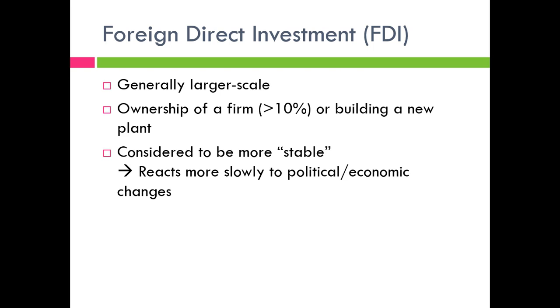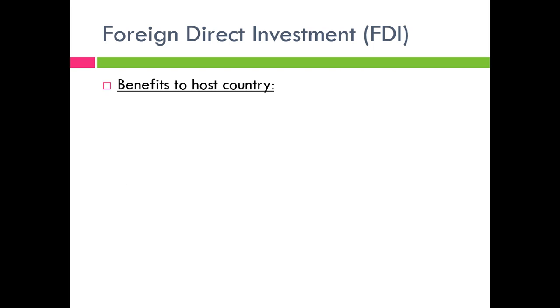Now, economic research is split, but a lot of people consider it to be more stable. All right, if there's bad news politically, you're not going to stop building the factory today, but people could sell all their stocks, right? So portfolio is going to be a little bit more unstable.